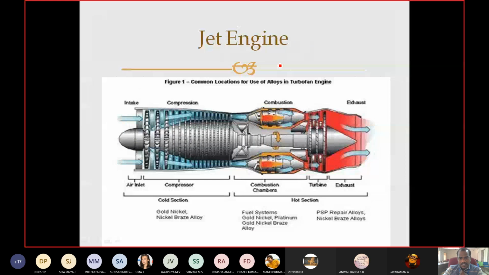Again the same parts. So this is the air inlet. Then this portion is the air compressor. This portion is the combustion chamber. Then we have a turbine. Then we have the exhaust. Right, so the combustion will happen here, compression happens here, then exhaust will happen here.